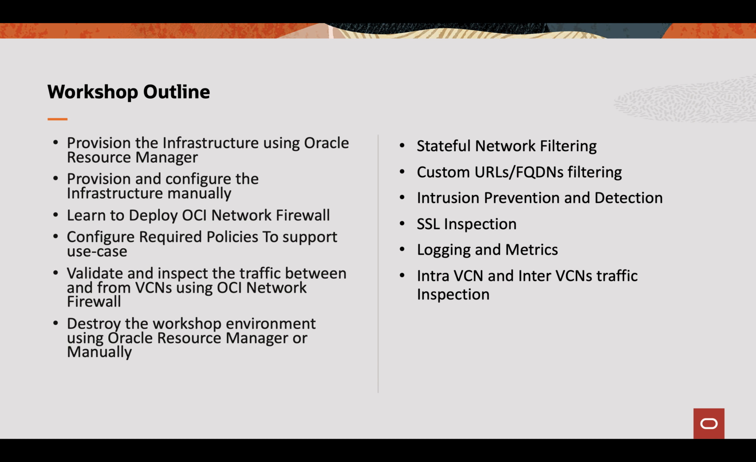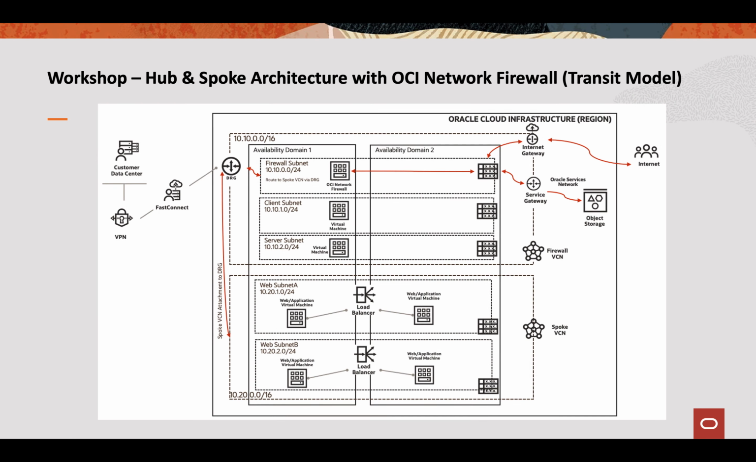Before we jump into the workshop, let's take a quick look at our architecture. There are two ways you can deploy OCI Network Firewall. One is a distributed model, where you have a firewall sitting in each VCN. Another one is the transit model, where the firewall sits in a hub and spoke architecture, where you connect from spoke to hub through some kind of gateway, like a dynamic routing gateway, which is recommended. In this workshop, we're going to focus on the transit model, which is hub and spoke architecture.